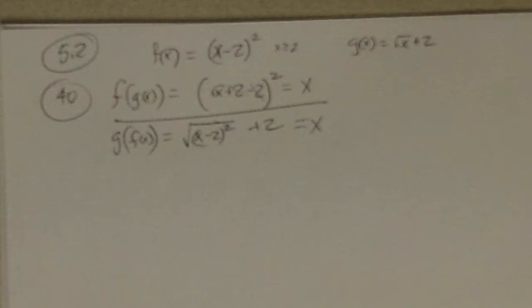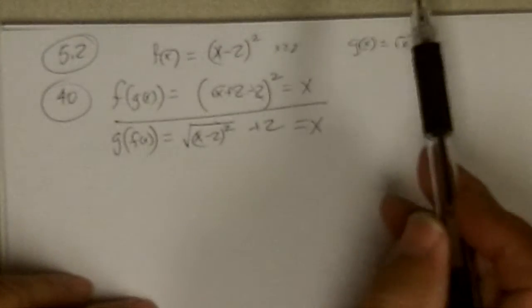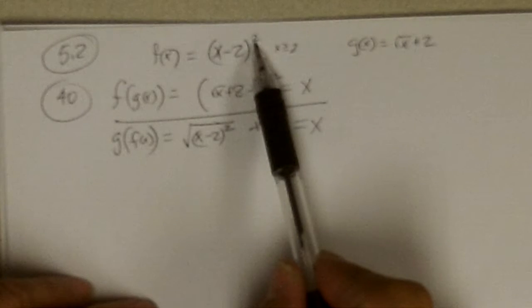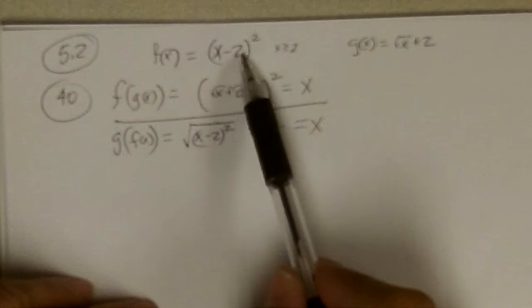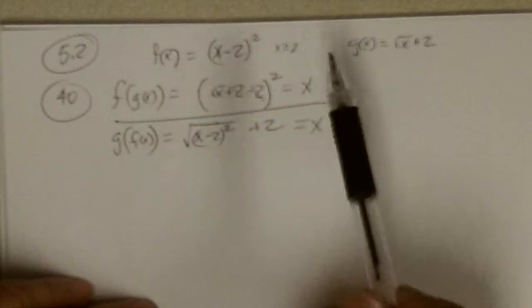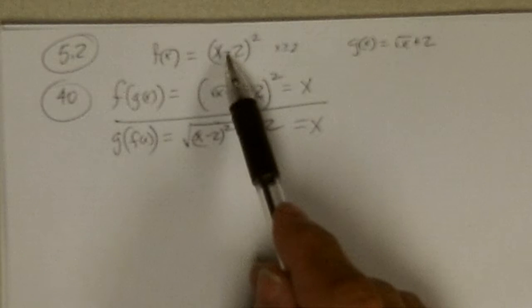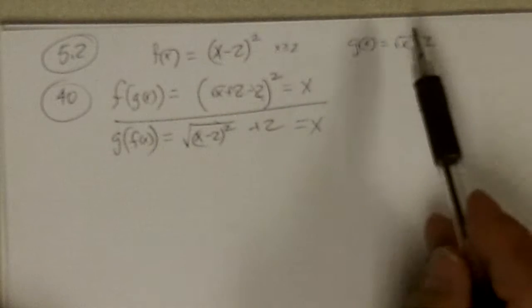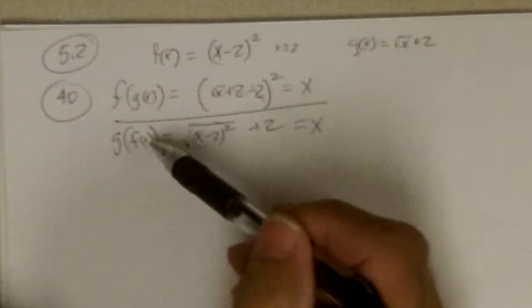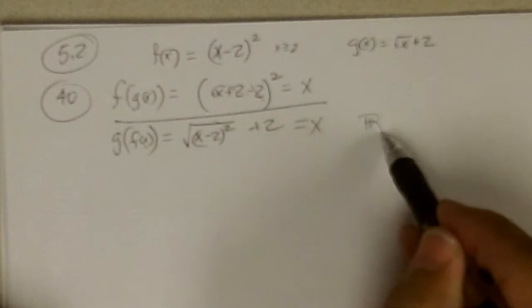And then we're supposed to determine if there's anything that we got to exclude in the domain for this composite. Well, I can put anything into this one, and I'll get numbers from 0 and greater out of this, because it's a square, so it can be as small as 0 and then greater. And I can put 0 or greater into this, so I don't have to exclude anything in this one. So the domain is all reals.